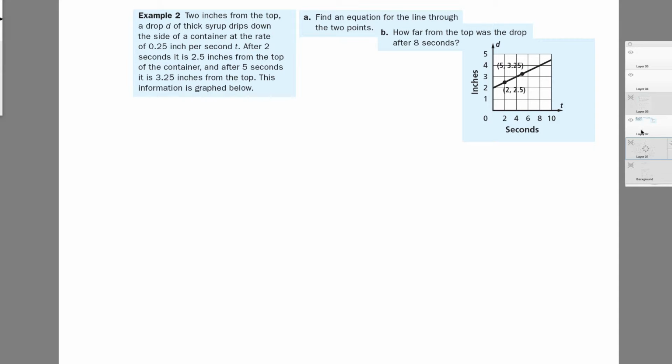So over here to the side we have our equation. It said find an equation for the line through the 2 points. Well, I've got a couple of points here that I know about, and so let's see, at the rate, so 2 seconds, so time was 2, and it's at 2.5. That's point 1. Point 2 is 5 seconds, and it is 3.25.